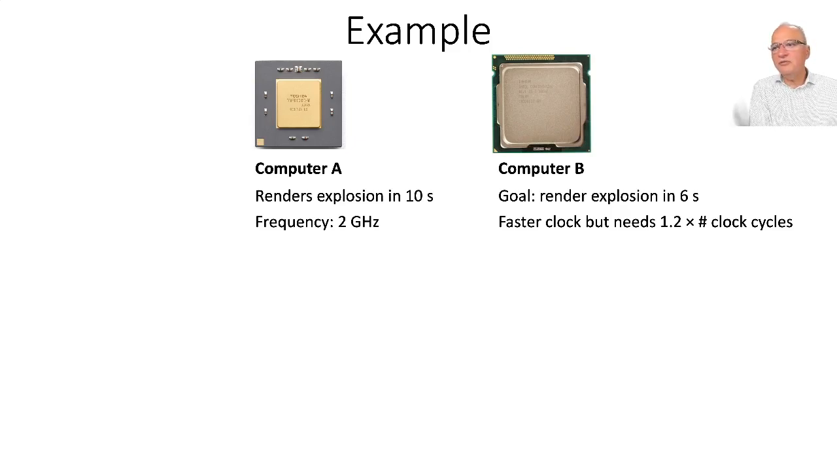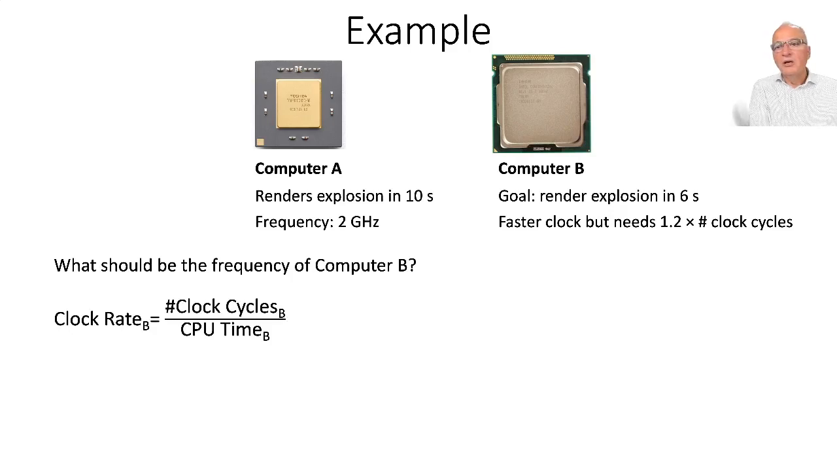So let's see how we solve this problem. The question the problem is asking is, what should be the frequency of computer B if computer B is to reach the goal of completing the rendering of an explosion in 6 seconds? We'll take the relation that we know: the clock rate of computer B will be the number of clock cycles that I need to execute to render that explosion in computer B, divided by the CPU time of computer B.